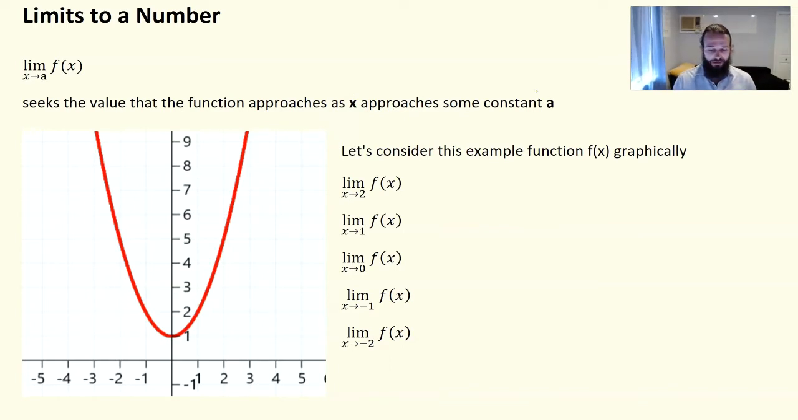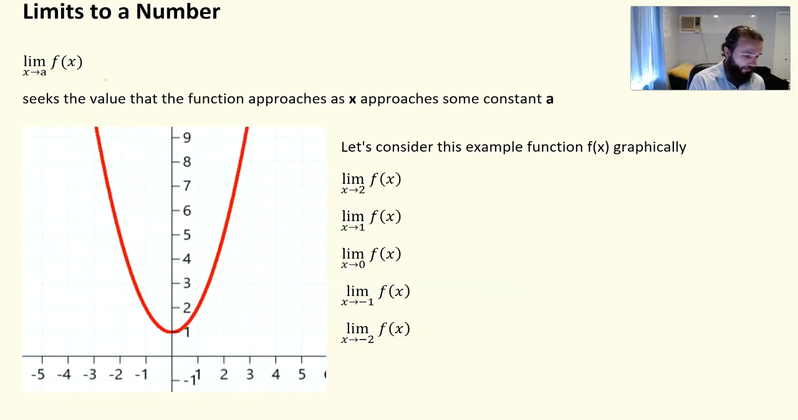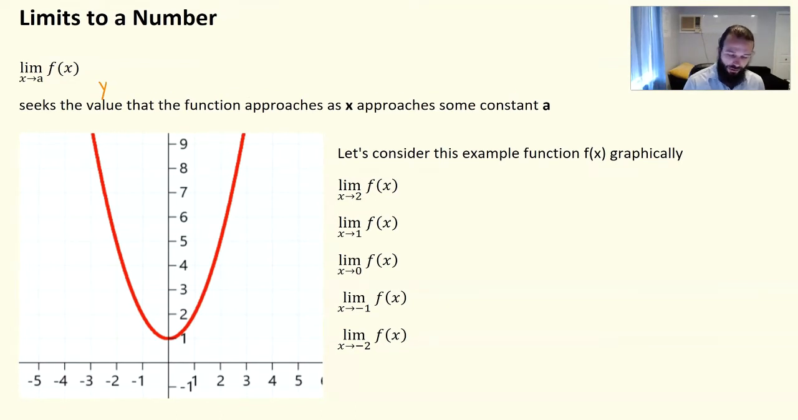Let's take a look graphically and see what that could possibly mean. The limit as x approaches 2 of f of x is looking for the value that our function, again, the y value, right? Because we're talking about the function value, that our function approaches as x approaches 2. So as x approaches 2, what does our function approach? Well, let's see. As we approach 2, what value does our function approach? Sure looks like it's 5. The function value, remember, is the y value.